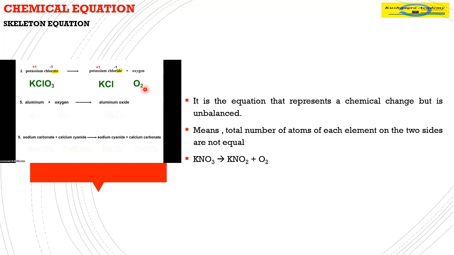the total number of atoms of each element on the two sides is not equal. The atoms or the molecules on both sides, the reactants and the products, are not equal. This unbalanced chemical equation would imply that atoms have been created or destroyed, and it does not support the law of conservation of mass, which states that matter is neither created nor destroyed in the course of a chemical reaction. So we balance the chemical equation.